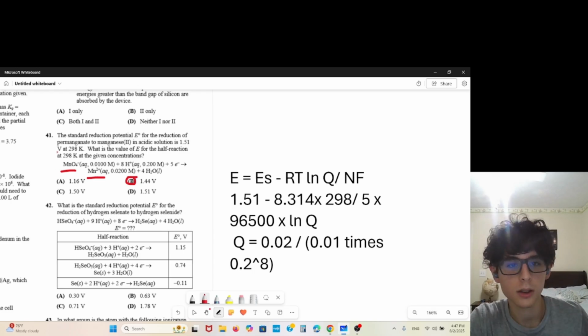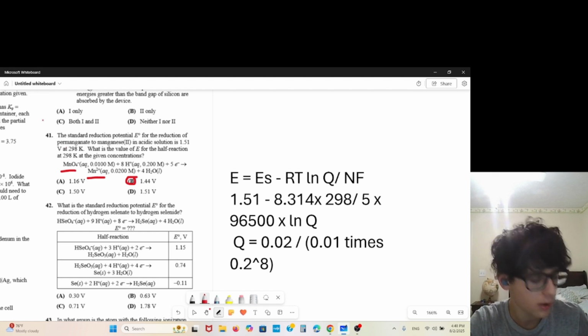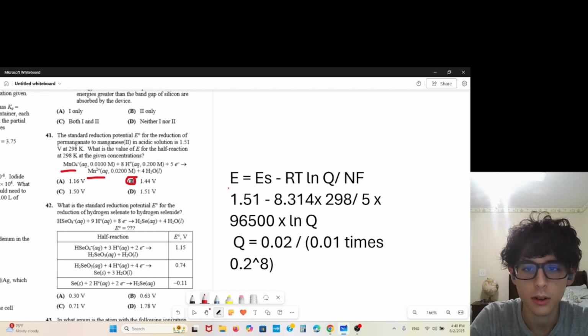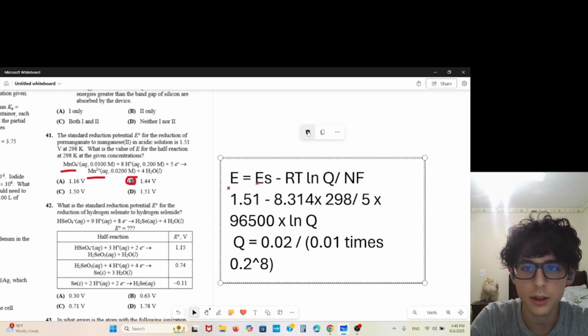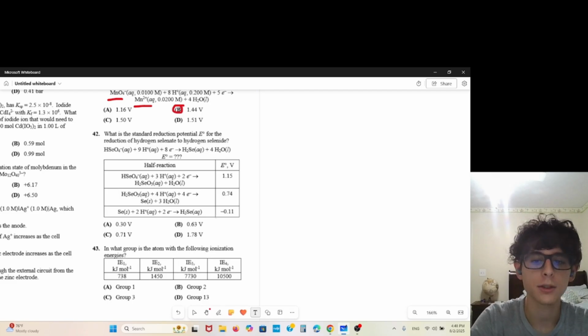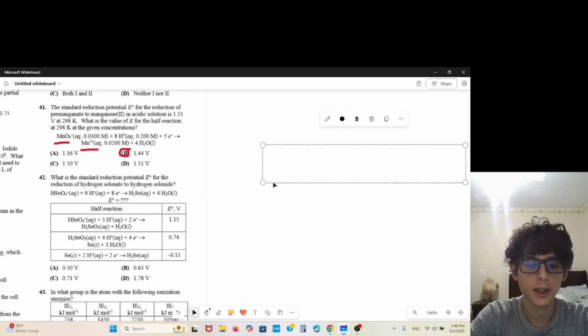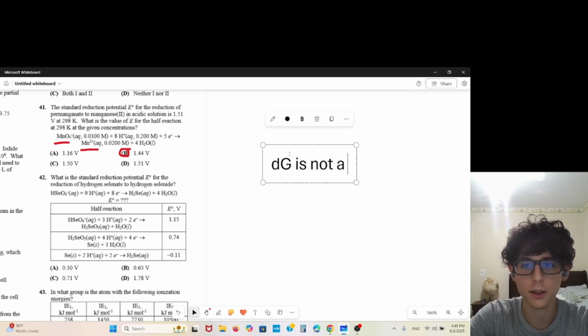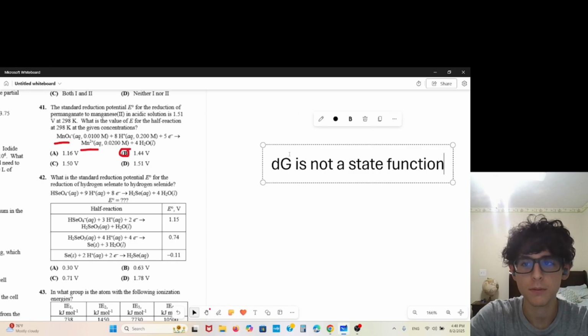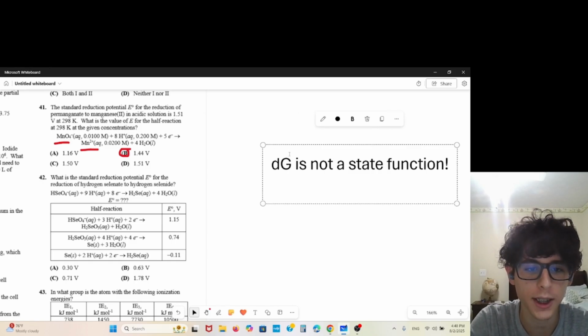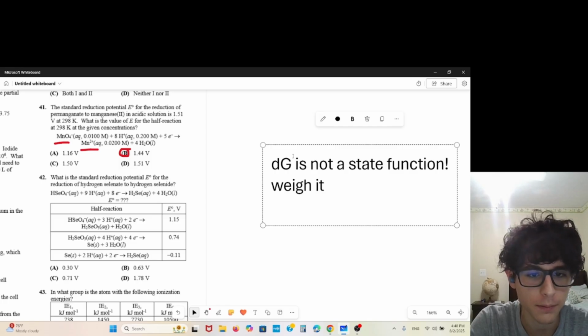All right. So now 42. Okay, 42. So for this question, you're gonna have to know something that's really, really commonly tested. It's that delta G is not a state function. You can't just add them up. You have to weight it. So here's what I mean.